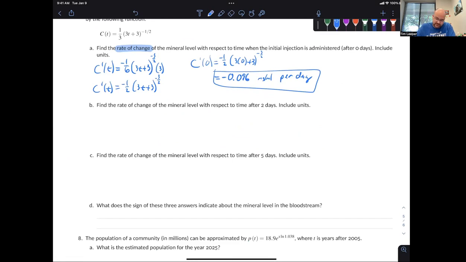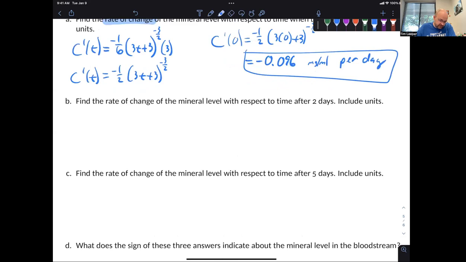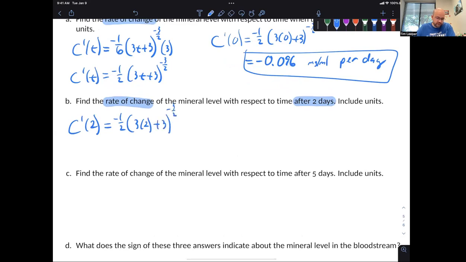B says, find the rate of change of the mineral level with respect to time after 2 days. So it's the same thing. Find the rate of change after 2 days and include units. Now, notice that we already have our expression for the derivative because that's what we want for the rate of change. Wonderful. So looking through here, we want to find C prime of 2. So it's just negative 1/2, (3 times 2 plus 3), all raised to the negative 3/2 power. And we just go type that in.